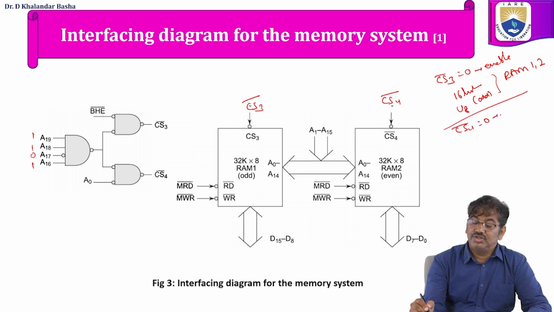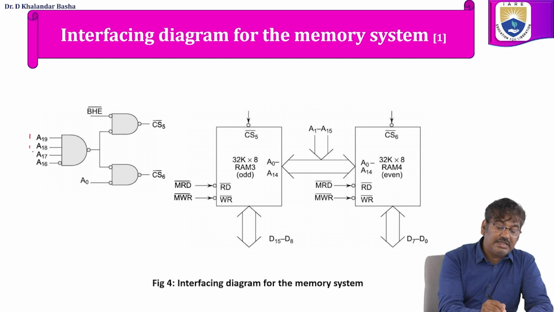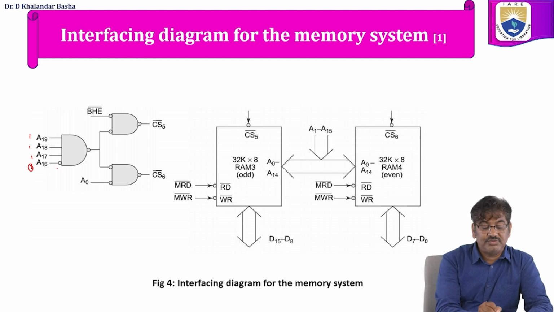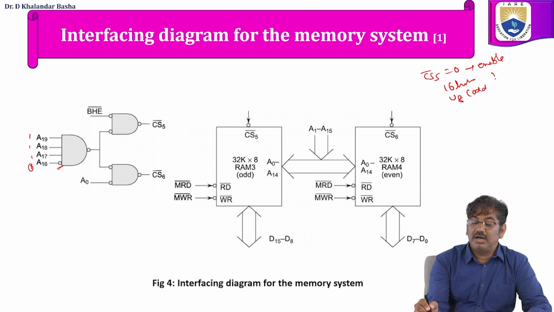Next, CS4 equal to 0 indicates it will enable the RAM block 1 and 2. This takes place for a 16-bit data transfer or lower 8 bits from the even address. In that case RAM block 2 will be selected, which is nothing but CS4. The next one corresponds to RAM block 3 and 4, where it is enabled for the 1110 combination. That's why a bubble is placed here. This is CS5. CS5 will be enabled, that is, it will have 0 for a 16-bit data transaction or the upper 8 bits from the odd address, then RAM block 3 will be enabled.